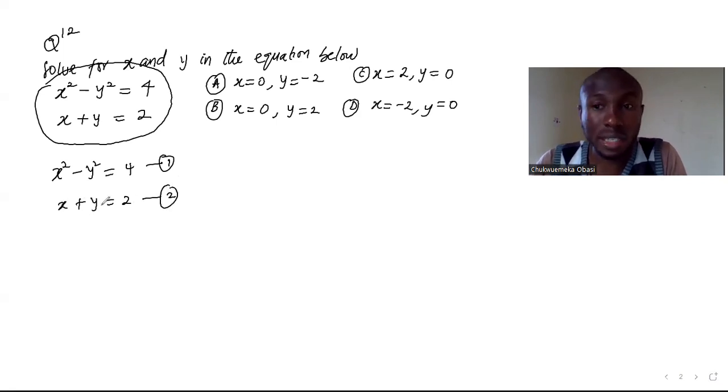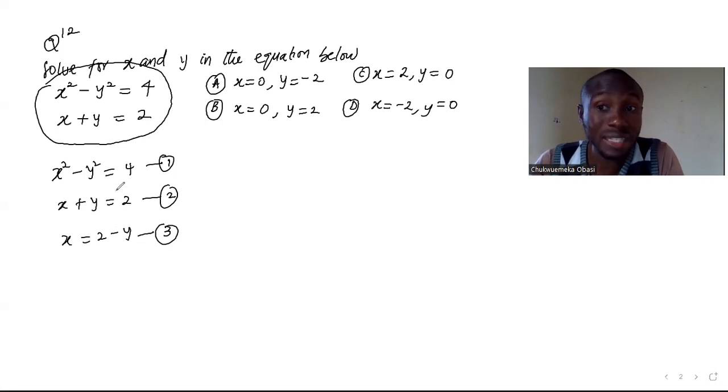You can solve this different ways. I want to solve this problem by substitution method, okay? So from equation 2, I'm going to make x the subject. So I have x is equal to 2 minus y. From equation 2, I made x the subject, so I got another equation, call it equation 3. So the next thing you do, you plug equation 3 into equation 1.